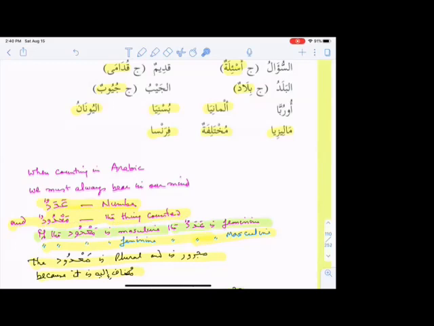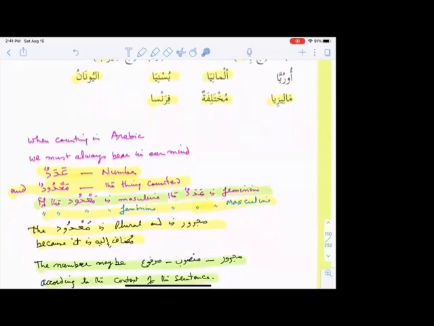Now comes the rule. But remember, we are only talking about 1 to 10. If the ma'dud, which is the thing counted, is masculine, then the number is feminine. If the thing counted is feminine, then the number is masculine. One more thing, the ma'dud is always plural.